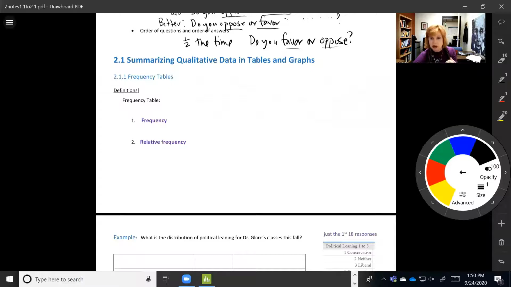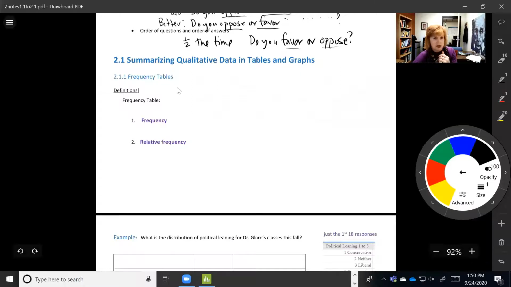In chapter 1, we were talking about how we got the data. Now I want to summarize it. So I have my data from my 50 students. I want to report on it. I want to tell people what happened in my sample.